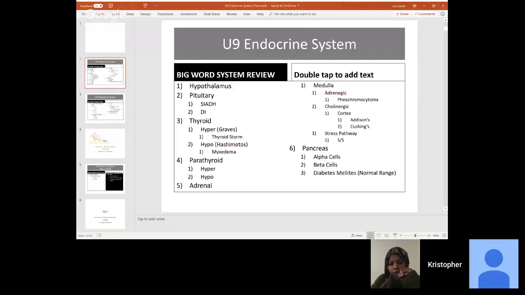So pancreas, alpha and beta cells. What do the alpha cells secrete? Insulin. Alpha cells do not secrete insulin. What do they secrete? The other thing.